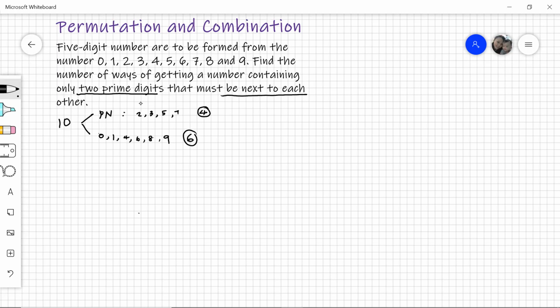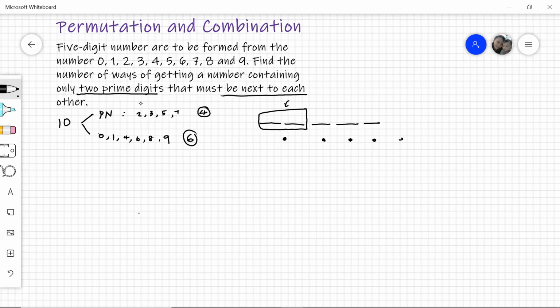So in order for us to form this 5-digit number, let me use the fill in the blank method. Okay, 1, 2, 3, 4, 5, in which the 2 prime digits must be next to each other. That means we take this space as one item. So we have 1 item, 2 items, 3 items, and 4 items. That means externally, we have 4 items to arrange. And after that, in each arrangement, the one bulk item internally, they must rearrange.